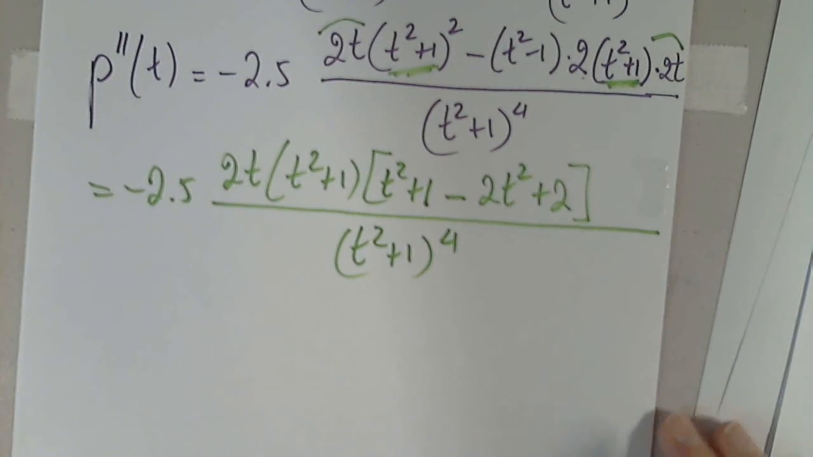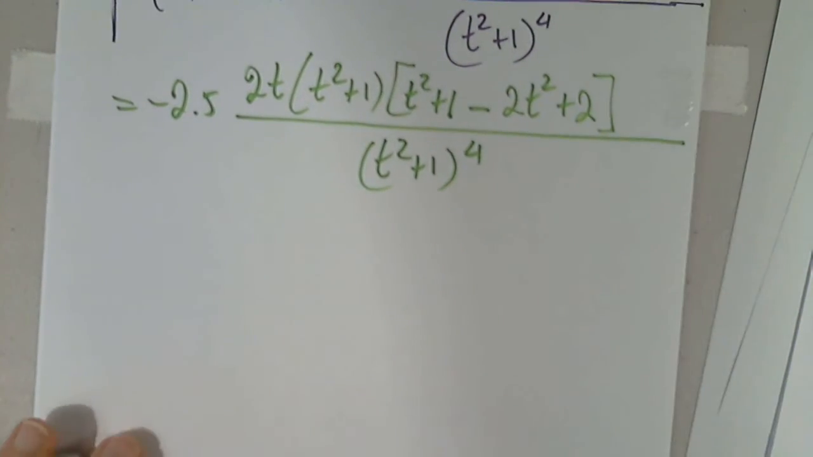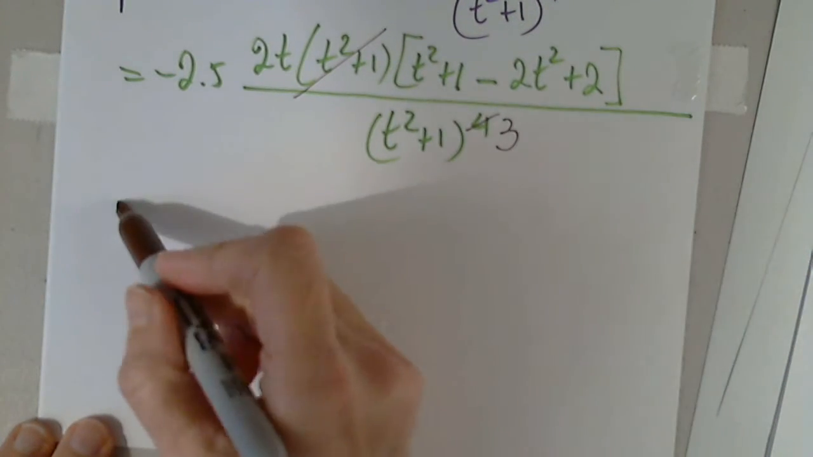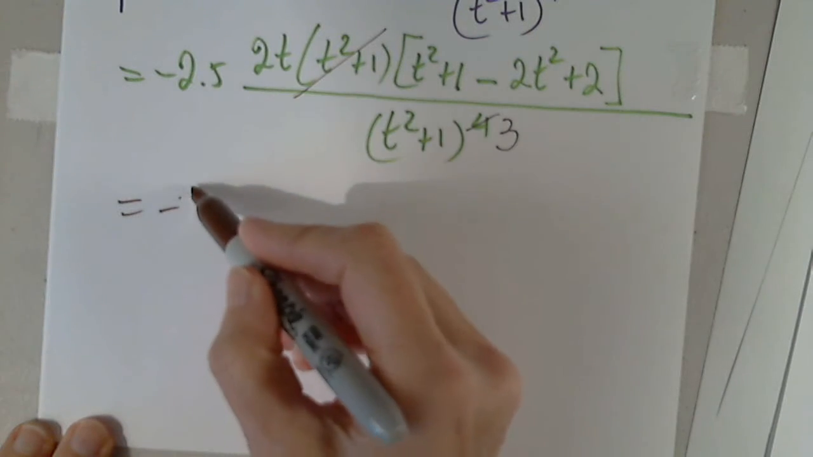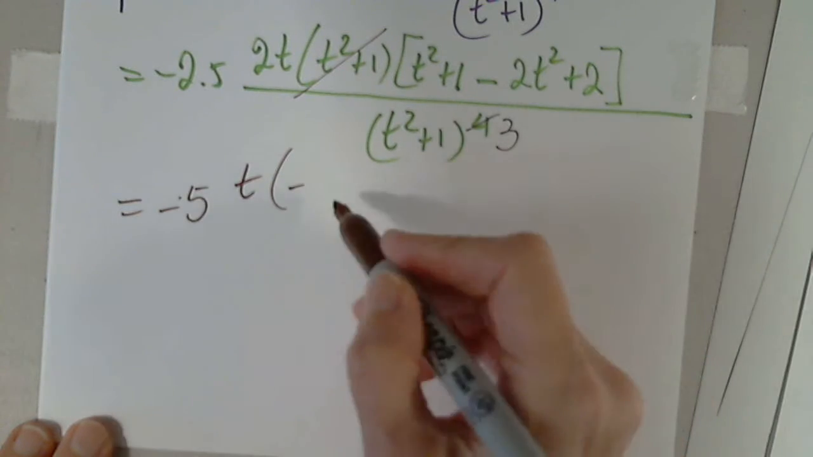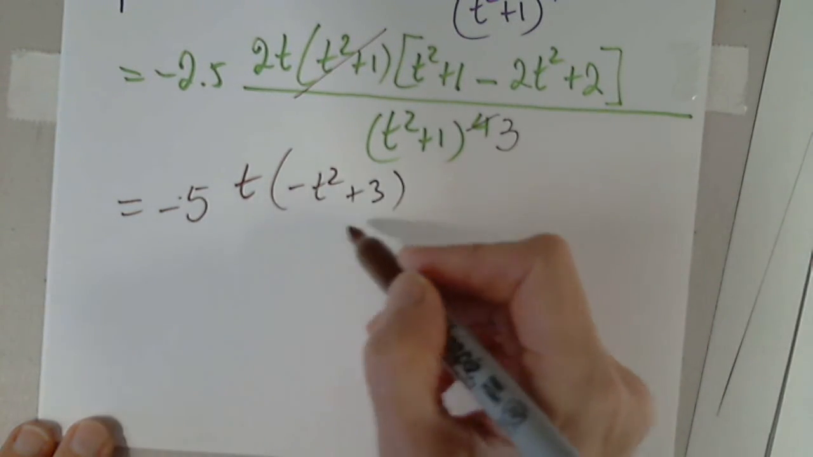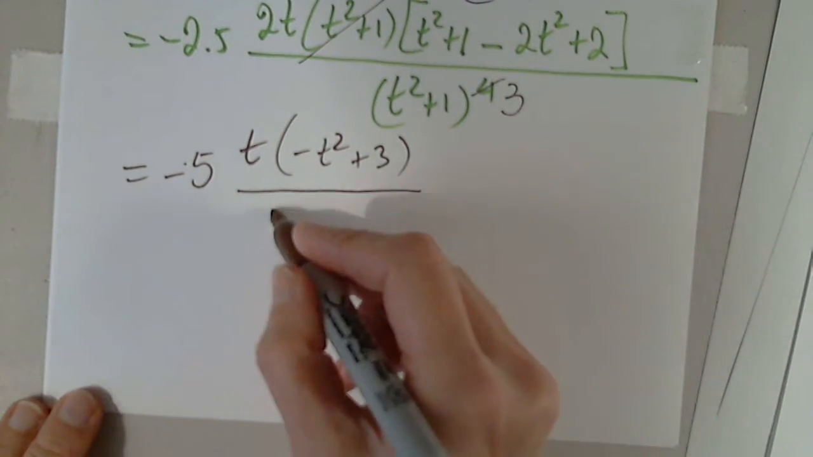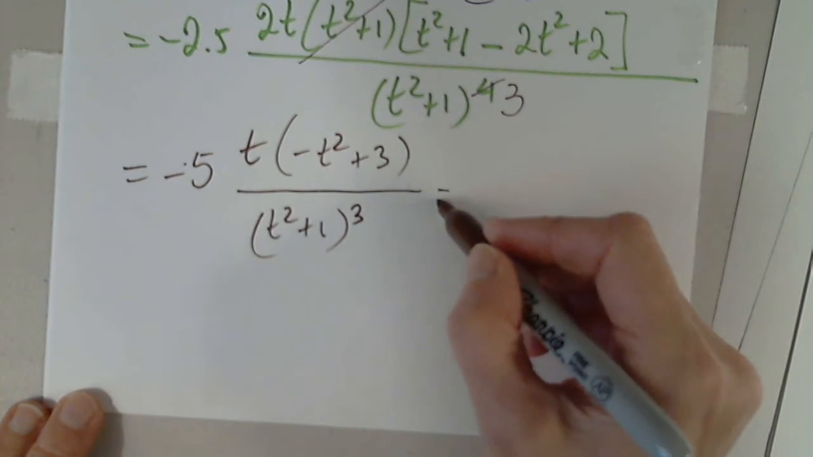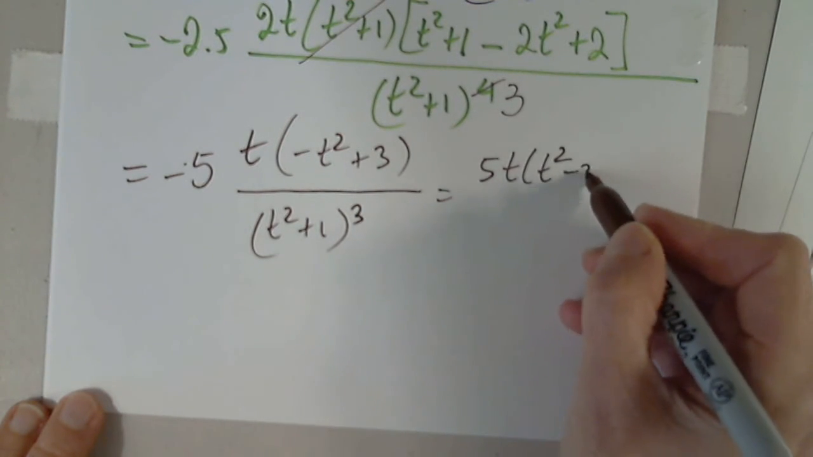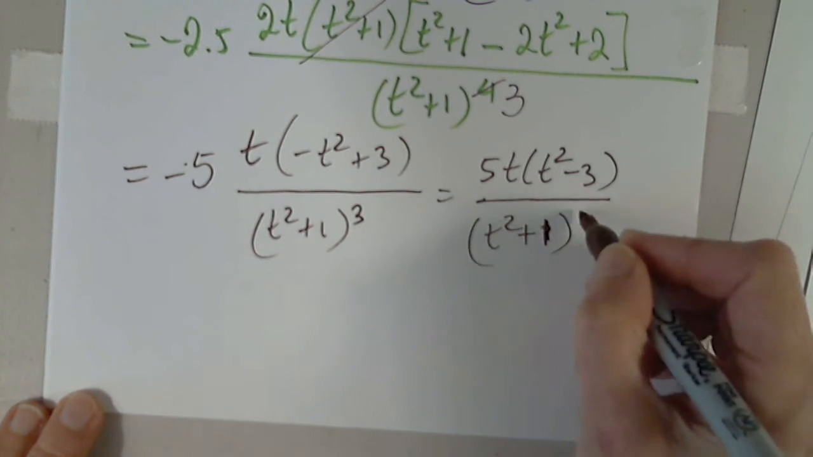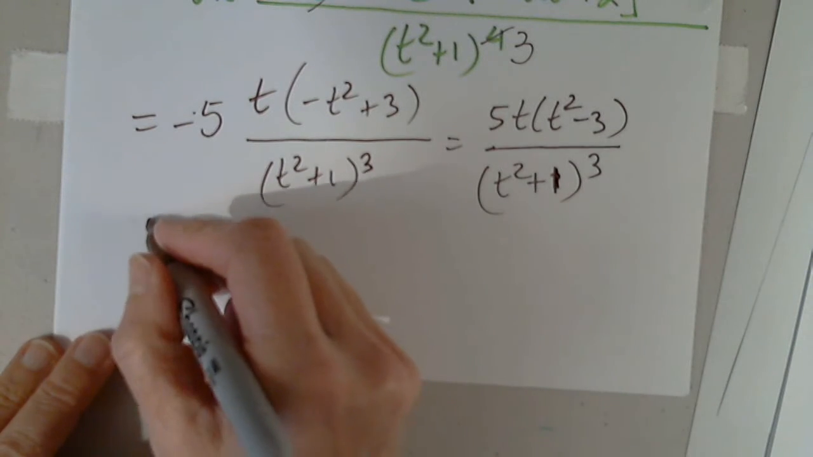Any questions so far? We've been doing this all day. So we simplify. And let's see what is left. This is negative 5T times negative T squared plus 3, close the parenthesis, and then we have T squared plus 1 to the 3rd power. I would factor out negative 1 again and get 5T times T squared minus 3 over T squared plus 1 to the 3rd power.